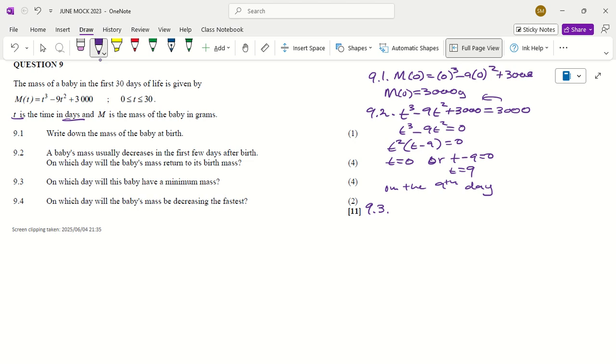On which day will the baby have a minimum mass? So guys, for this type of question, whenever there's a minimum or maximum, we know that we must let the derivative equal to 0. So for the derivative, we have that m in terms of t is equal to t to the exponent 3 minus 9 times t to the exponent 2 plus 3,000. Then we must find the derivative of t, which is equal to 3t.